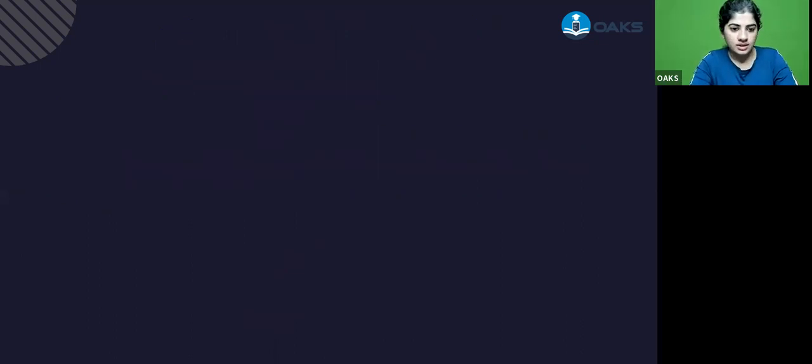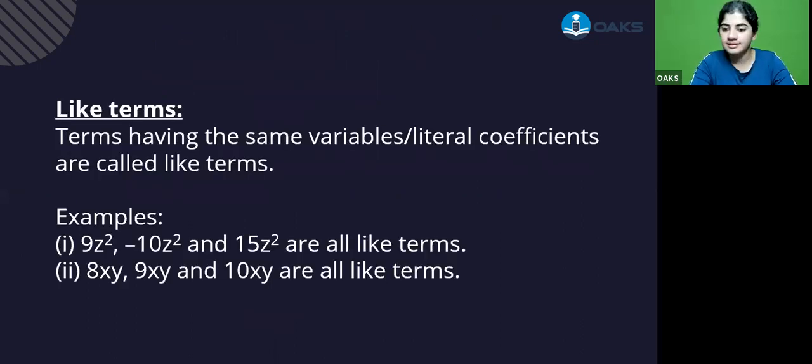Let's see the next definition, that is like terms. Now, what is like terms? Those who are like each other, who are similar to each other. Terms having the same variable or literal coefficients are called like terms.